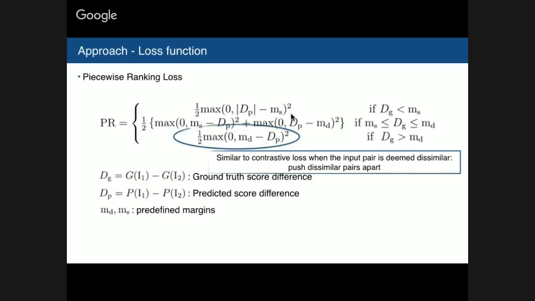The third condition here is when they are dissimilar, when the difference is larger than another threshold. This loss function is similar to contrastive loss when the input pair is deemed dissimilar, and this means we want to push the pairs apart. Actually, not as far as possible, but larger than a threshold. This is also a variant of the SVM rank hinge loss, but this is an L2 loss, not an L1 loss.